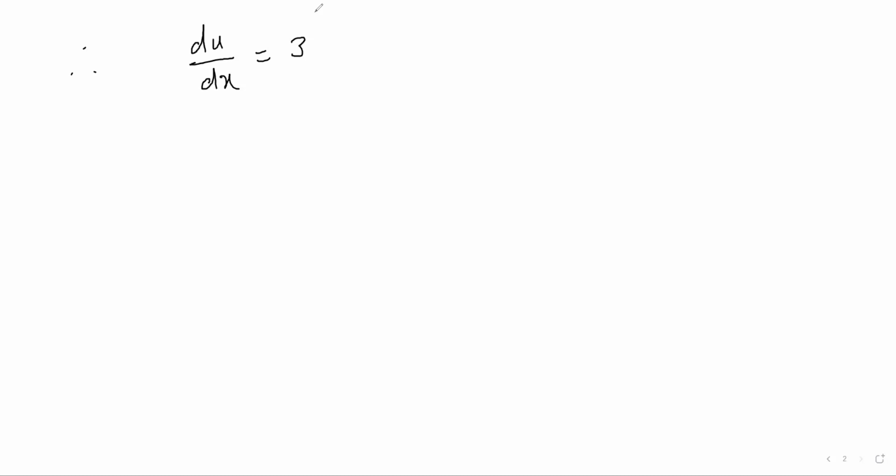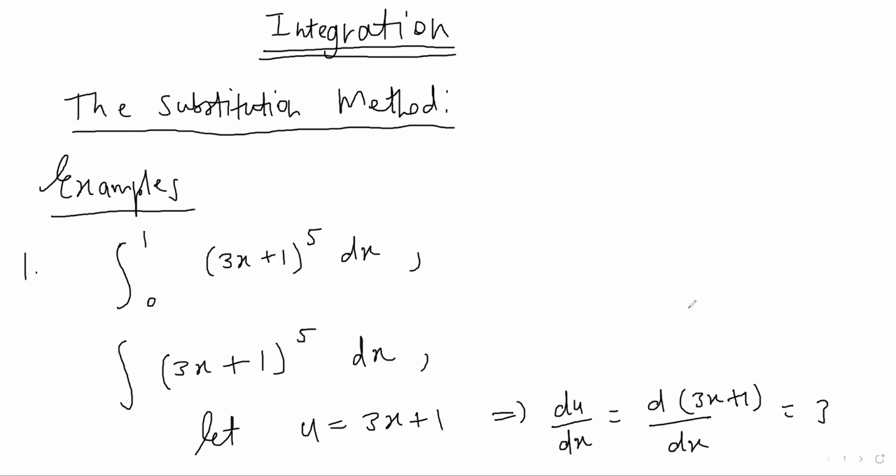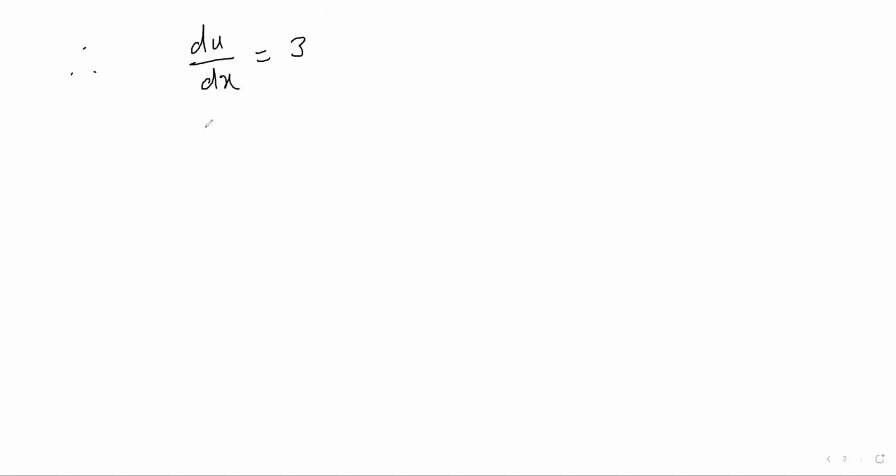And then what do we do? Let me go back. We let u be equal to 3x plus 1, and then after we did that, we differentiated u with respect to x, and we got 3. So then what? How does this now help us evaluate the integral?